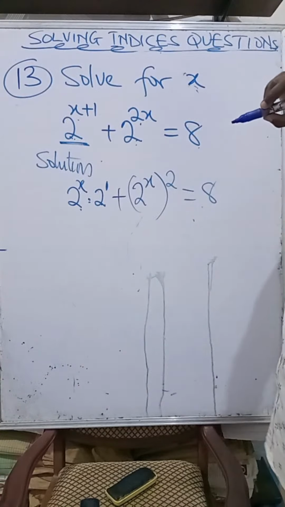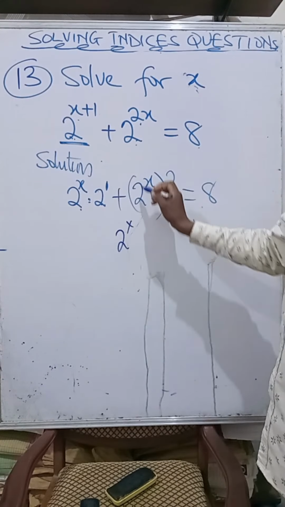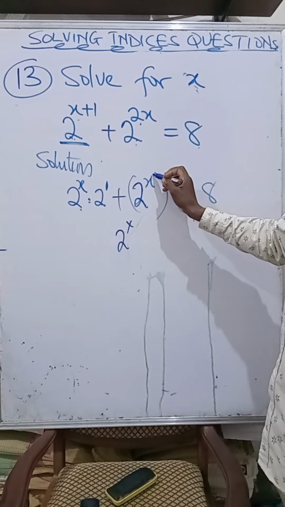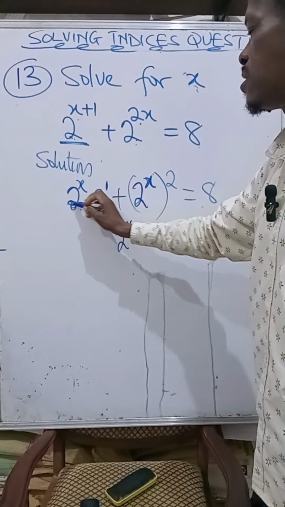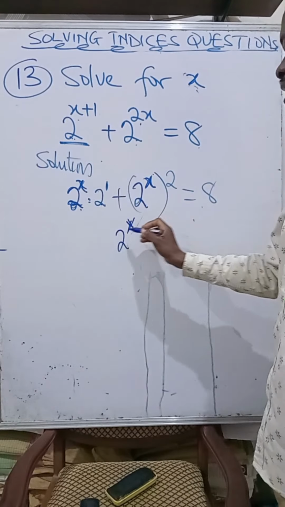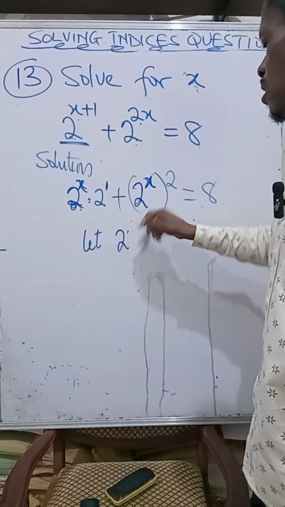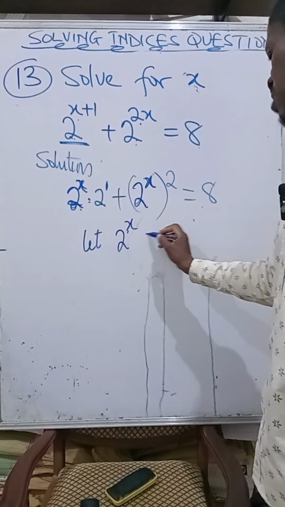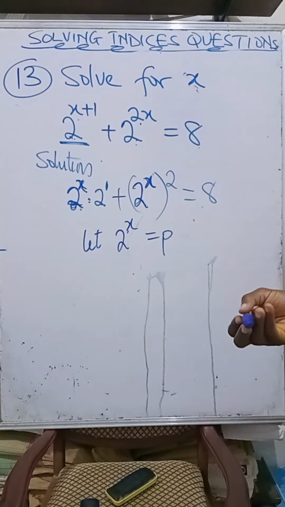Then what we're going to do now, you can observe that 2 to the power x is here. It's also here. We have it in this place also. So let's give it a letter. Let's call 2 to the power x possibly any alphabet you like. It could be A, it could be B, it could be T.